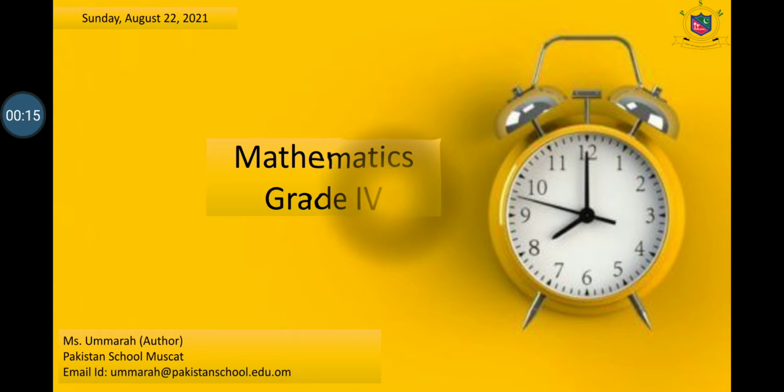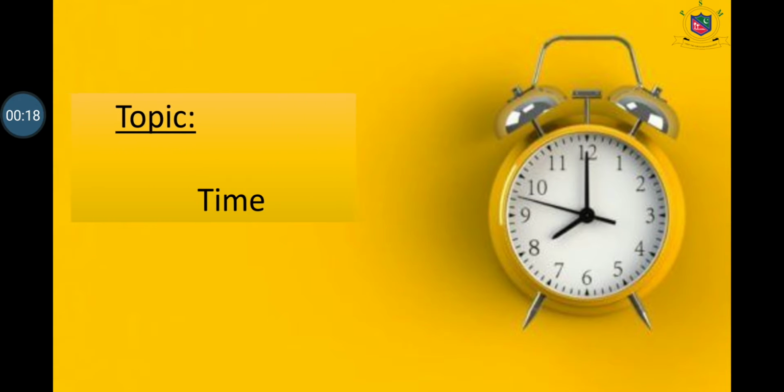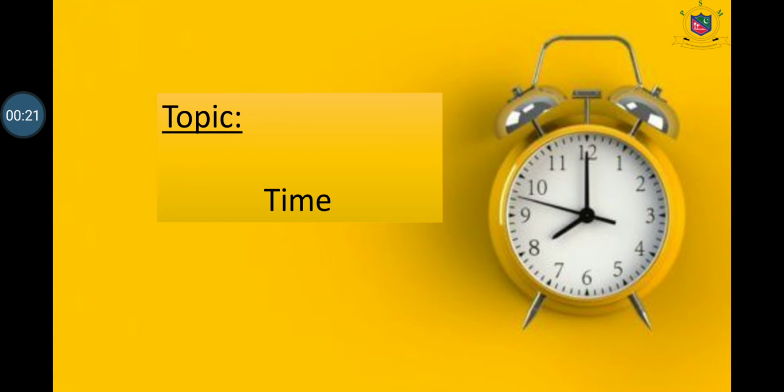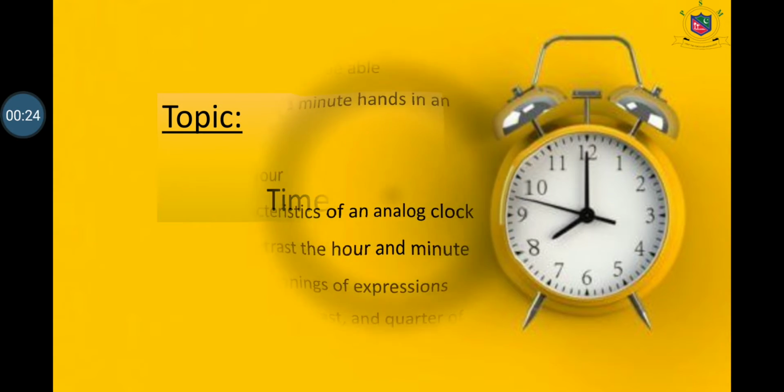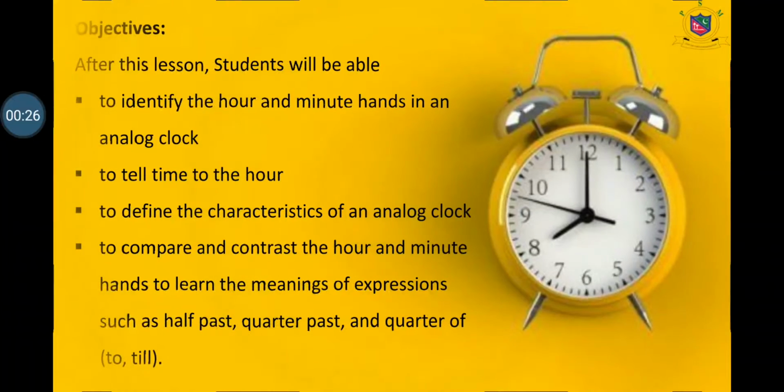My dear students, as you all know, today we are going to start our new topic about time. The objectives of today's lesson are: after this lesson, we shall be able to identify the hour and minute hands in an analog clock, to tell the time to the hour, to define the characteristics of an analog clock, to compare and contrast the hour and minute hands, to learn the meanings of expressions such as half past, quarter past and quarter of, till and to.